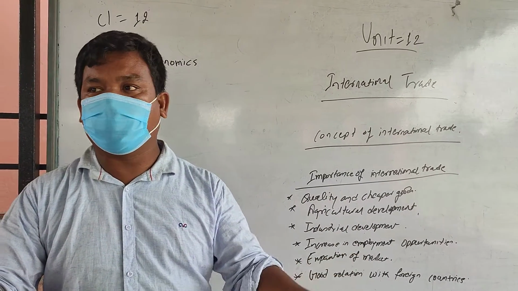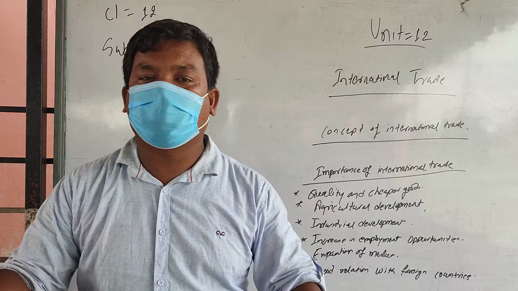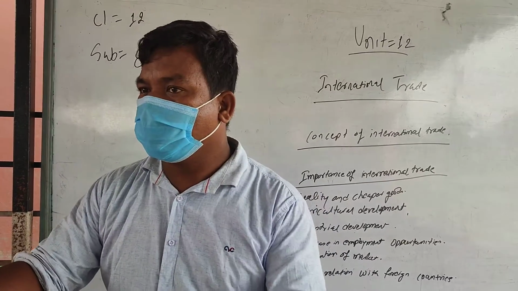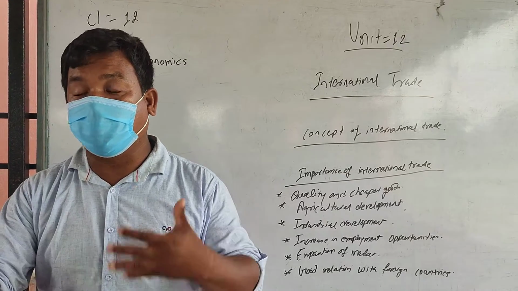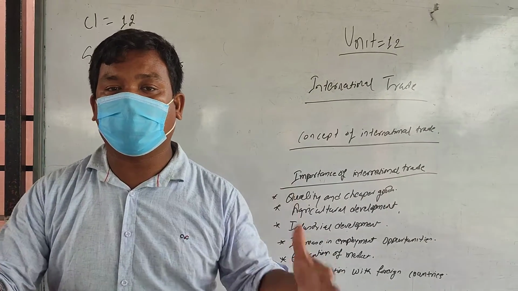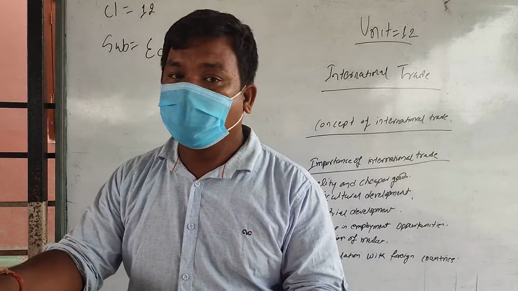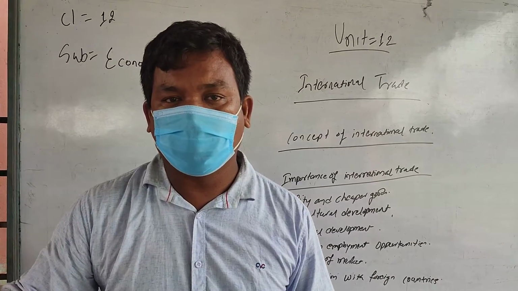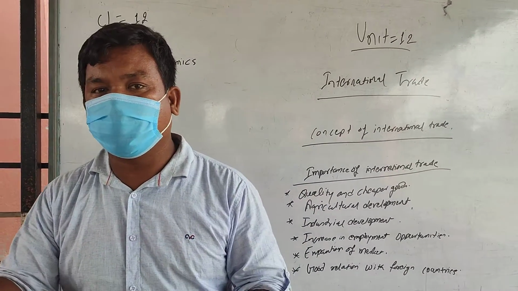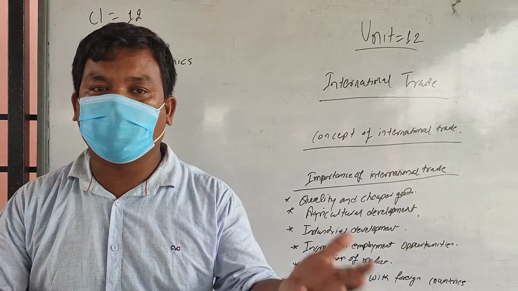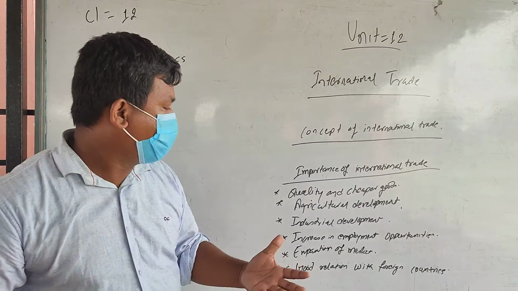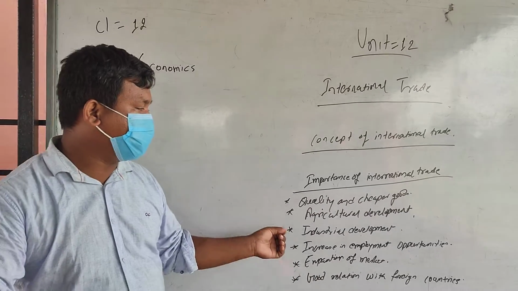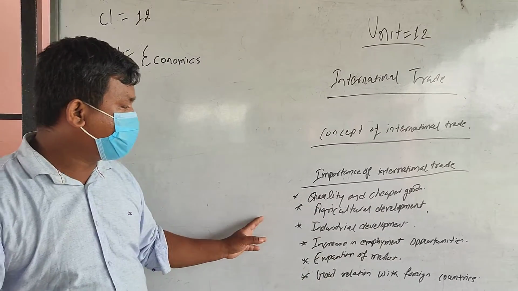Because the same goods, if you produce in your own country, their cost of production is very high. For example, the production of machinery goods will be very high in Nepal. Why? Because all the raw materials they require for production, they have to import from other countries. So it is better not to produce such goods in Nepal; they can be imported from other countries at a reasonable price. That's why I said that with the help of international trade, we can achieve quality goods and cheaper goods.